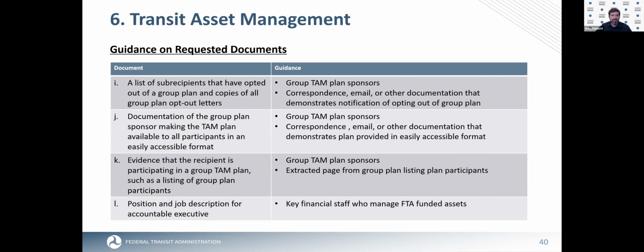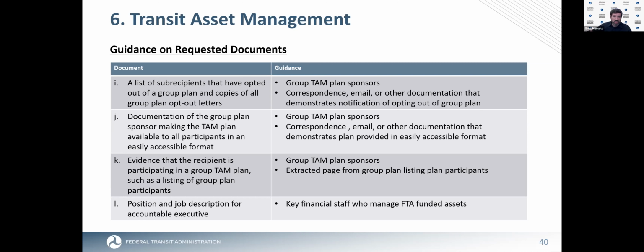Great. Item I. So again, for group TAM plan sponsors, the RIR is asking for a list of sub-recipients who perhaps have opted out of participating in your TAM plan. Maybe they've preferred to write their own, but you would want to make sure that you have some kind of correspondence or other documentation that shows that your sub-recipient has decided to opt out of the group TAM plan.